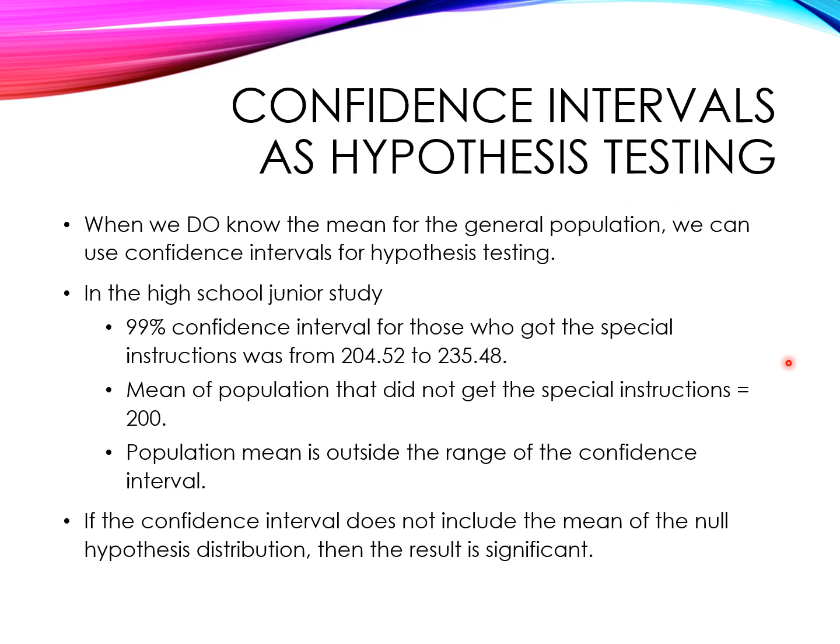So look at this. When we do know the mean for the general population, and we're not just guessing, we can actually use the confidence intervals for hypothesis testing. In the high school junior study, our 99% confidence interval for those who got the special instructions was 204.52 to 235.48. The mean of the population that did not get the special instructions, population 2, was 200. That is outside the range of our confidence interval. That means our guys did better than their guys.